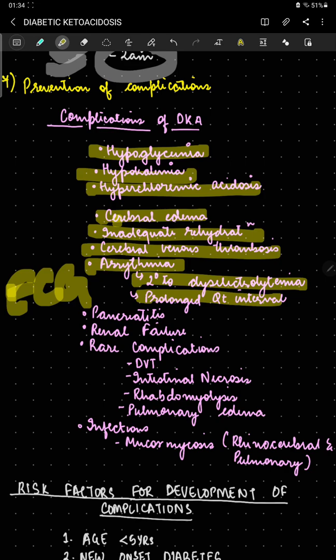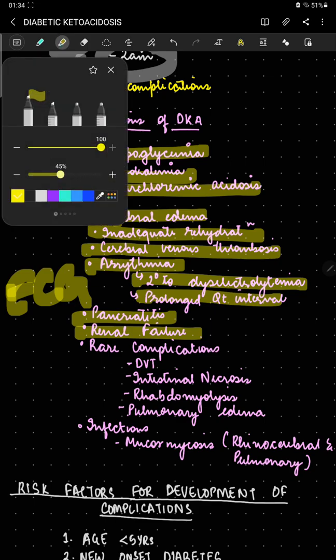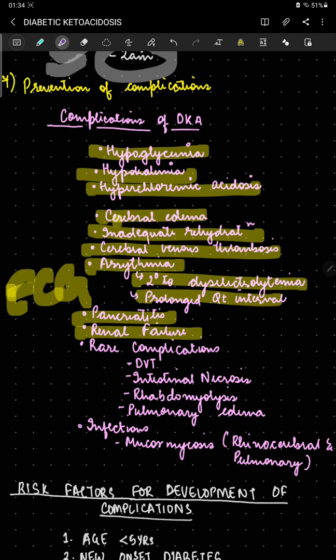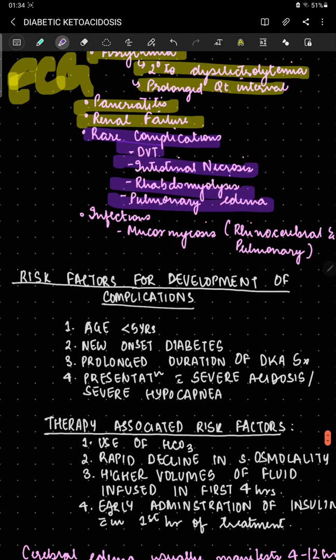Also, the other complications of DKA could be pancreatitis. There could be renal failure due to prerenal failure, or there can be certain rare complications. These rare complications are like DVT, intestinal necrosis, rhabdomyolysis, pulmonary edema, and also certain infections like mucormycosis. Mucormycosis presents more as rhinocerebral and pulmonary involvement. There is blackish eschar and blackish crust development.